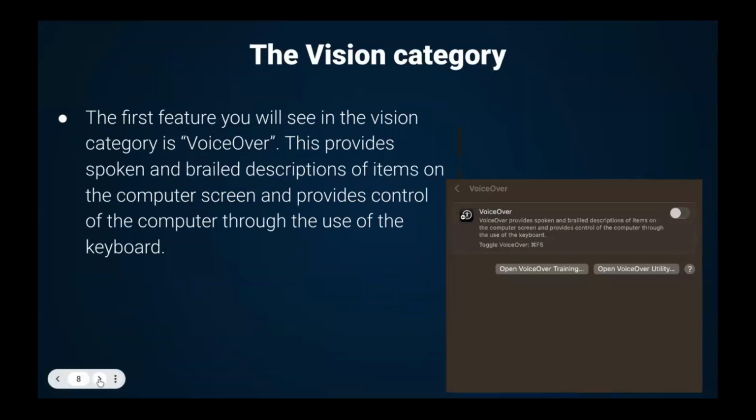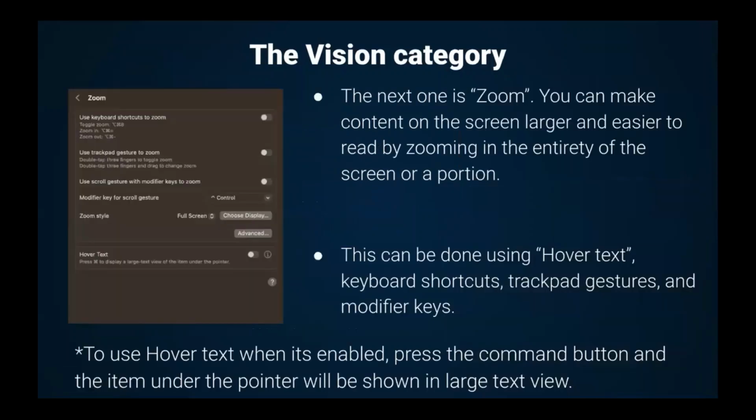The next one is Zoom. You can make content on the screen larger and easier to read by zooming in the entirety of the screen or a portion. This can be done using hover text, keyboard shortcuts, trackpad gestures, and modifier keys. To use hover text, when it's enabled, press the command button and the item under the pointer will be shown in the large text view.